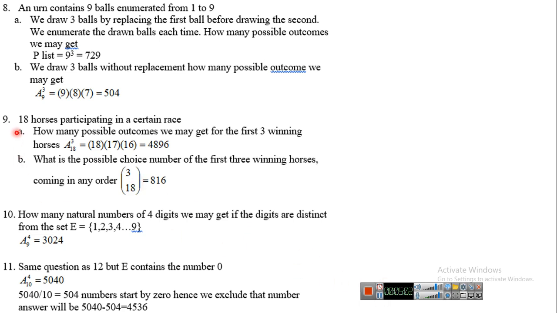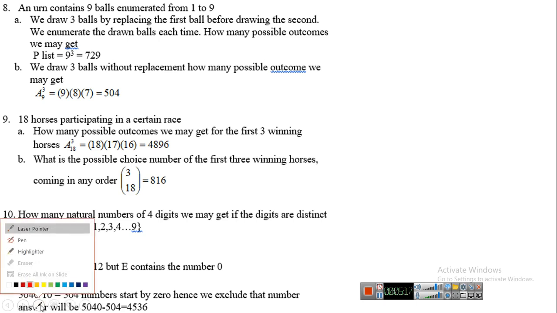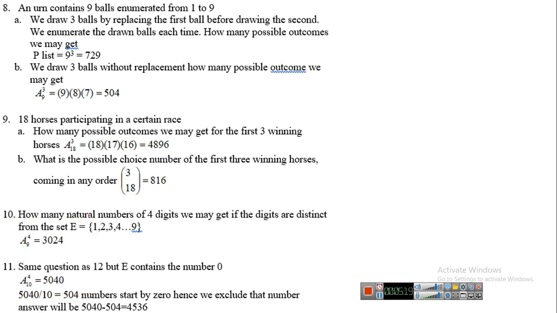Number 18, as we said here in the second one, coming in on any order, so it's a combination. Number 10, how many natural numbers of 4 digits we may get if the digits are distinct? Distinct means no repetition, so it's an arrangement, 4 out of 9. If they didn't say distinct, suppose they said how many natural numbers of 4 digits we may get, we can have repetition, so it will be p list. So here we have 9 elements power 4. But since distinct, we do arrangement.